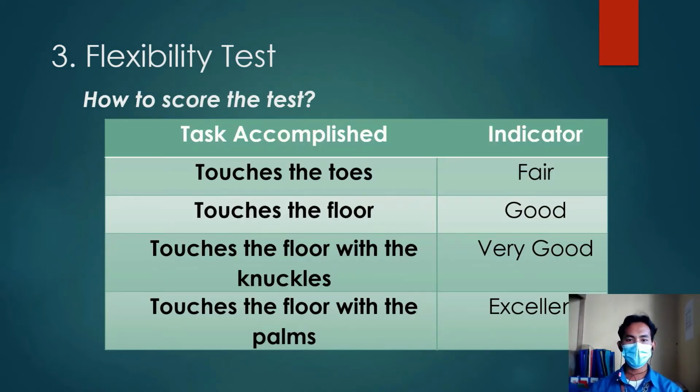This test is scored based on the task that you have accomplished. If you touch the toes, that is fair. If your hand touches the floor, that is good. If your hand touches the floor with the knuckles, that is very good. And if your hand touches the floor with the palm, that is excellent.